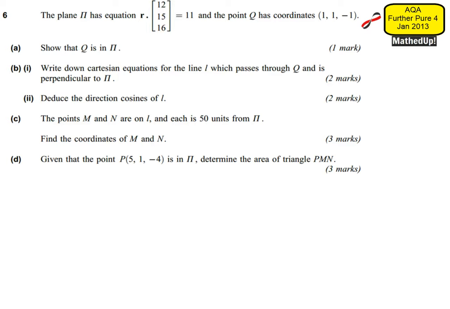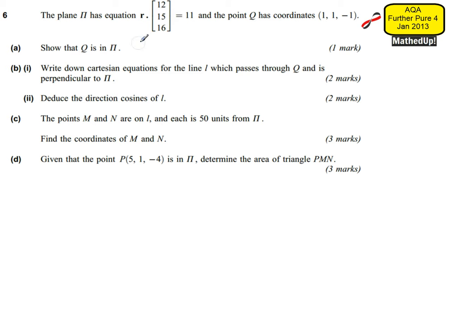Hi, this is question 6 from the AQA Further Pure January 2013 exam paper. In this question we're told that a plane has equation r dot (12, 15, 16) is equal to 11 and the point Q has coordinates (1, 1, -1). For part A we need to show that Q is in the plane pi. So for this part we simply need to plug (1, 1, -1) into this equation here.